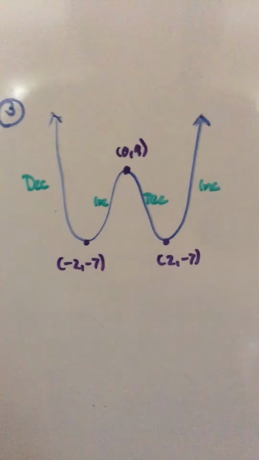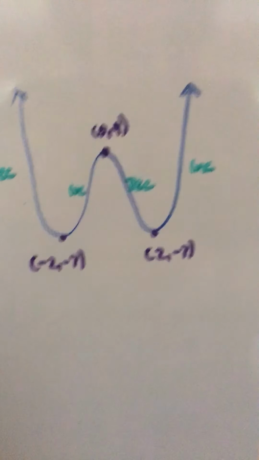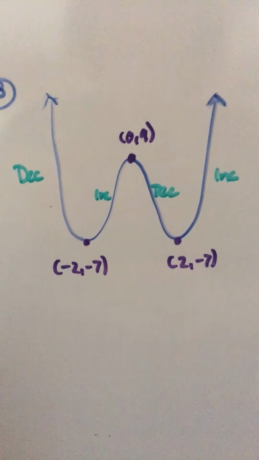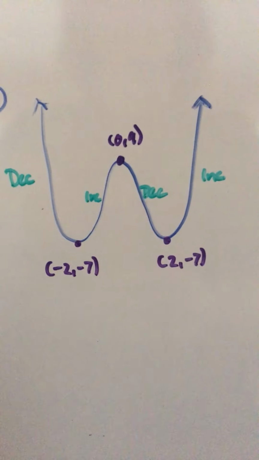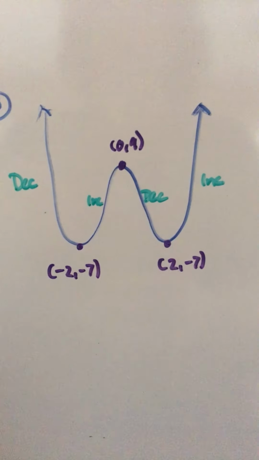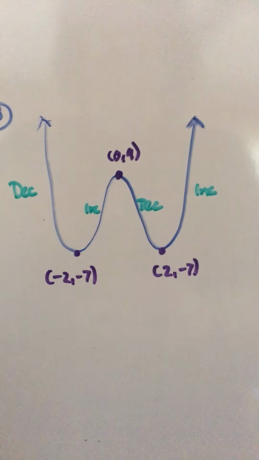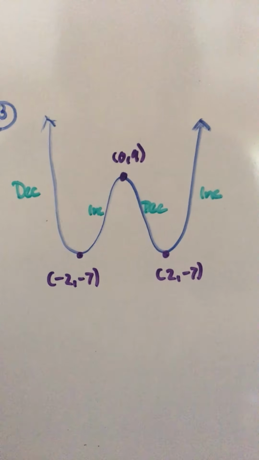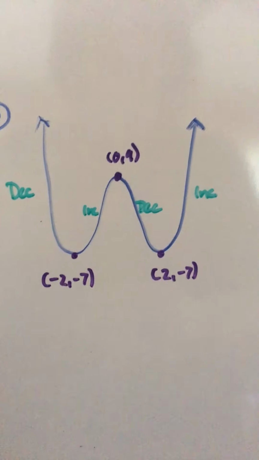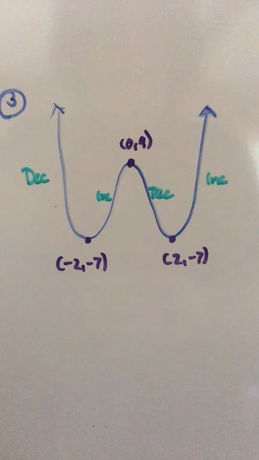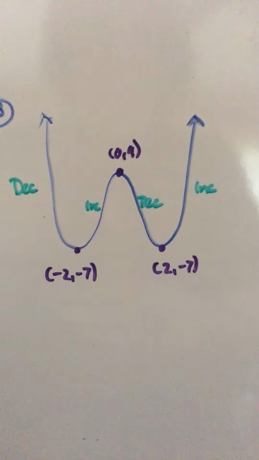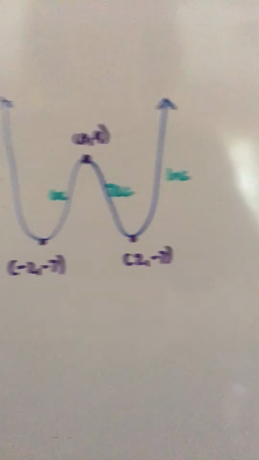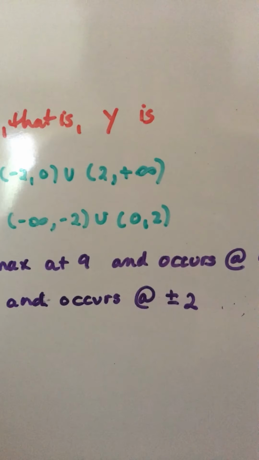I do have mins. The lowest possible point on this graph is -7. So that's the min, also known as the absolute min. They don't have to use the word absolute to indicate they want the absolute. Just saying min or max implies absolute. They have to say relative or local if they don't want the absolute. And so the absolute min is -7, and it occurs twice, at 2 and -2.